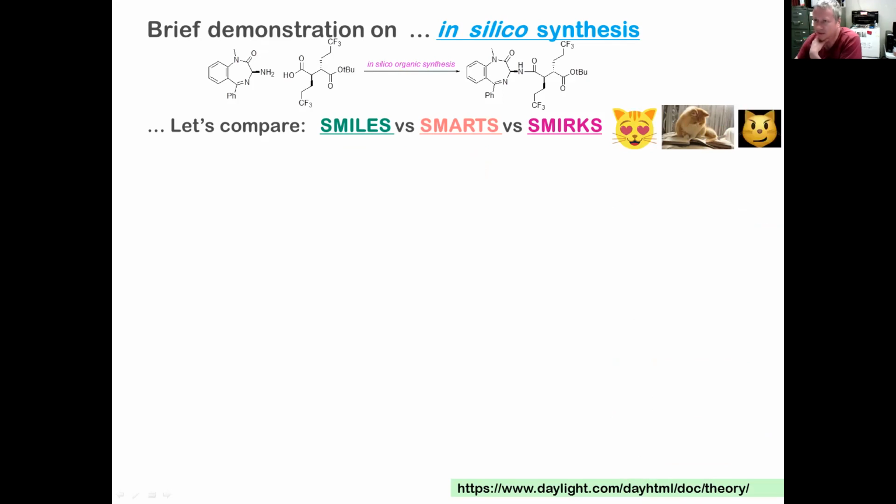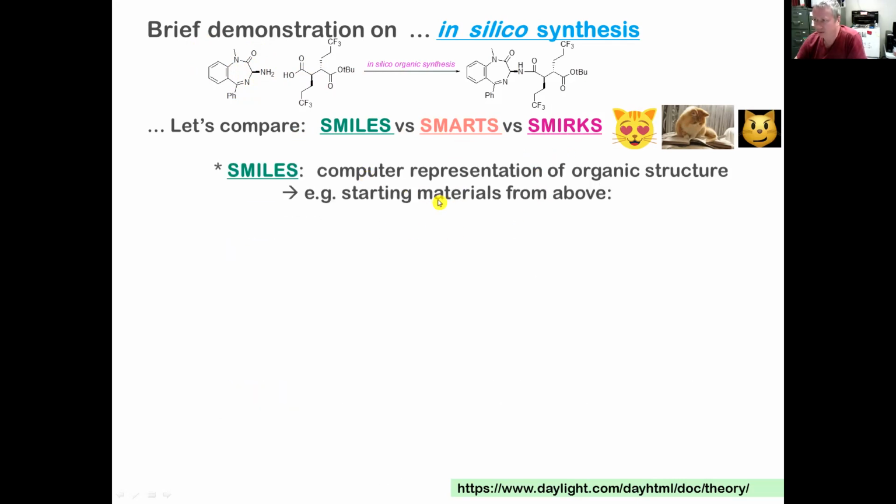All right. So what are these things? SMILES, we know, is a chemical structure format, right? Any guesses what SMARTS and SMIRKS are? SMARTS is a representation of a substructure. So a part of the molecule rather than the full molecule, like the primary amine or just the carboxylic acid. Okay. SMIRKS is a representation for a chemical reaction. So I can actually encode a chemical reaction into a SMIRKS string.